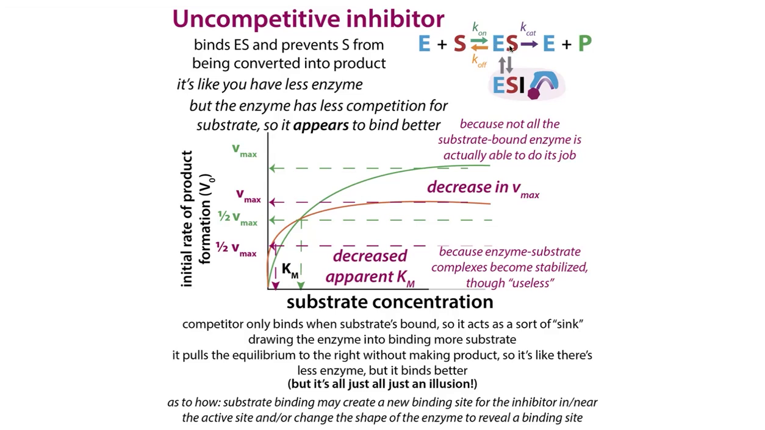And if we're saying that you're increasing the apparent affinity, what that means is that you're going to be decreasing your apparent Km. So it's going to take less of the same amount of substrate in order to get to your half maximal velocity, but the half maximal velocity is going to decrease. And so your enzyme to substrate complex becomes stabilized, but they're kind of useless.